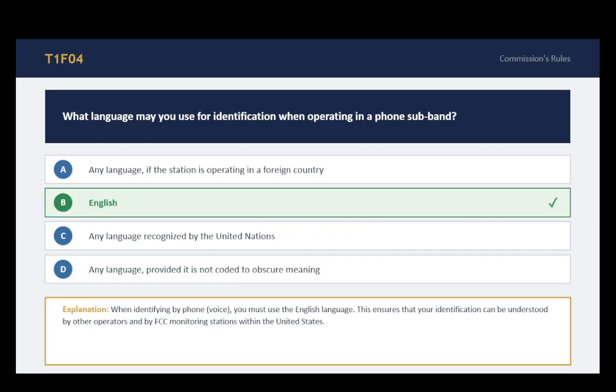What language may you use for identification when operating in a phone subband? B. English. When identifying by phone or voice, you must use the English language. This ensures that your identification can be understood by the operators and by the FCC monitoring stations within the United States.